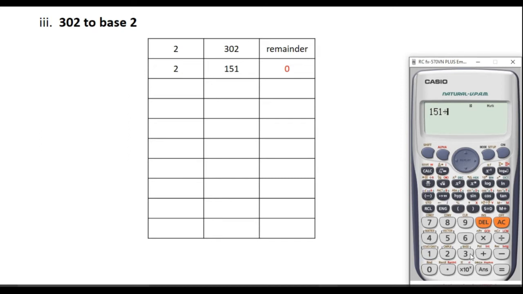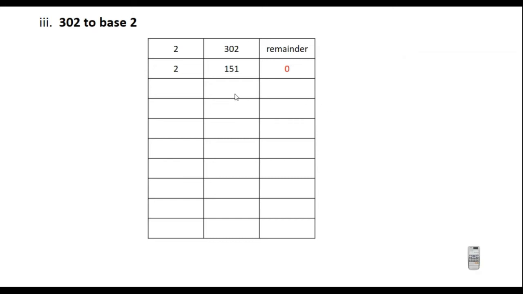151 divided by 2 will give us 75.5. So the whole number part is 75. Then it will give us a remainder of 1, because if you multiply 2 by 75 you get 150. You subtract 150 from 151 and we are getting a remainder of 1.